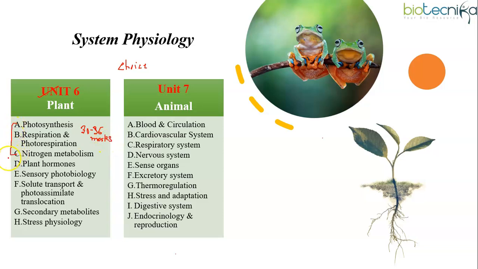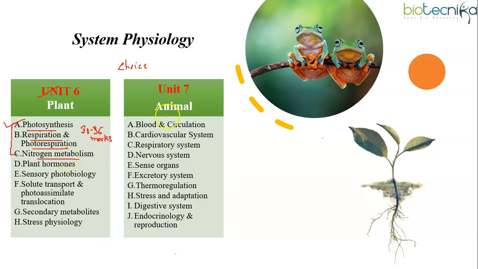The subunits A, B and C from this unit are very important. Specifically subunit A, that is photosynthesis, is very important because every year a question comes from this topic. Then there are certain topics like electron transport chain, nitrogen metabolism, specifically from the first 3 subunits, that is photosynthesis, respiration, photorespiration and nitrogen metabolism, which are common with unit 1.